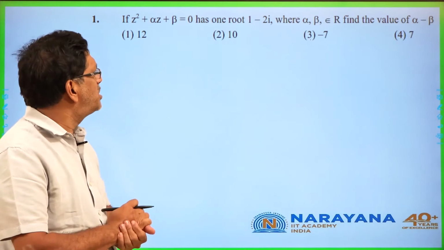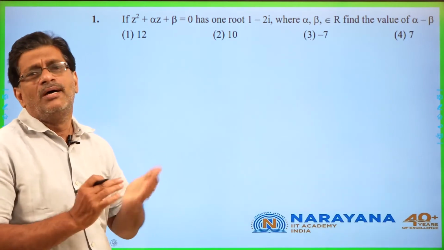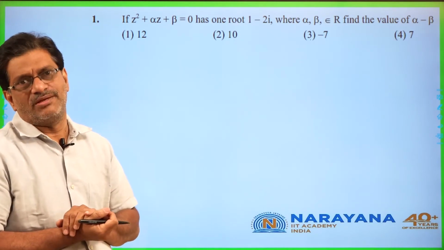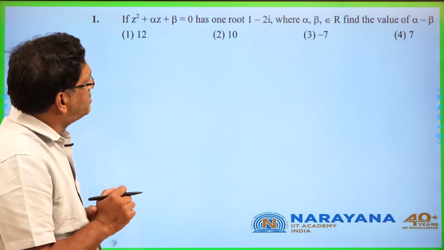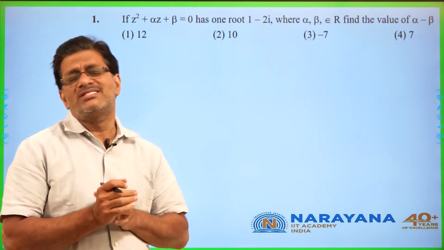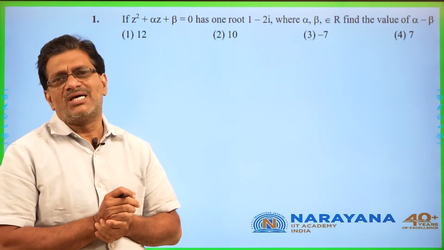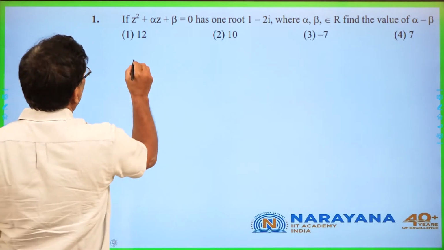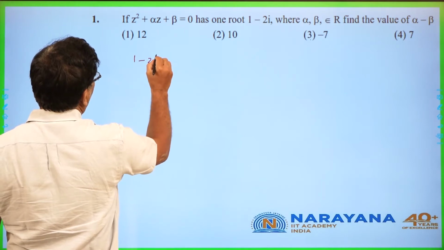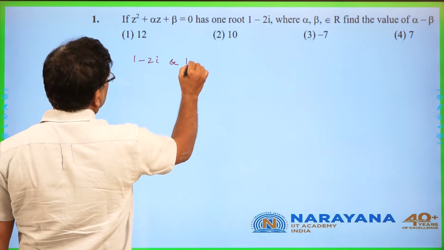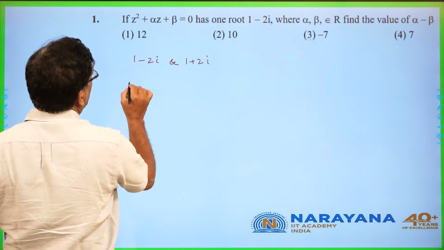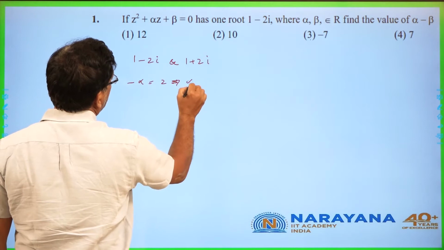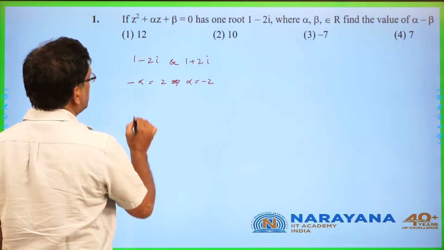It is a simple question, a combination of quadratic equations as well as complex numbers. We know that if one root is a complex number, complex roots always occur in pairs. So 1 minus 2i is one root and the other root is 1 plus 2i. Sum of the roots minus alpha equals 2, you mean alpha equals minus 2.